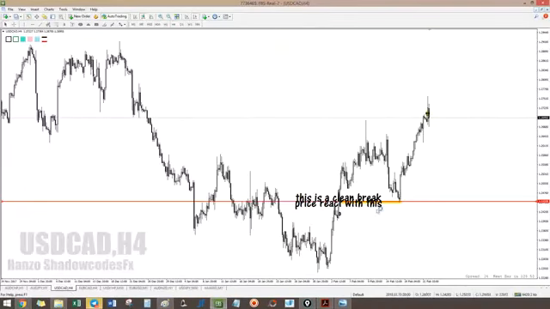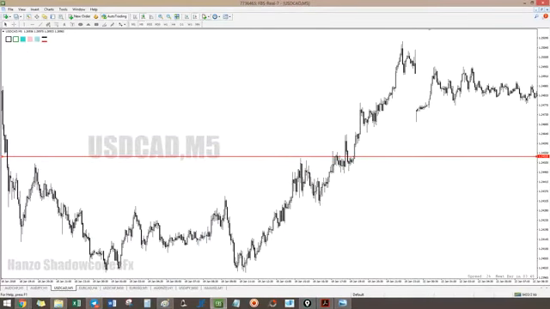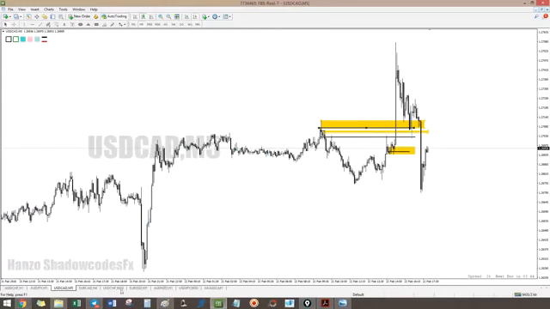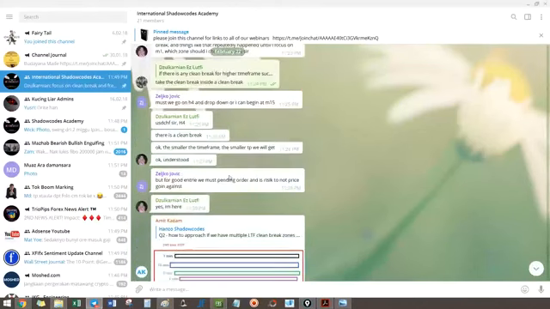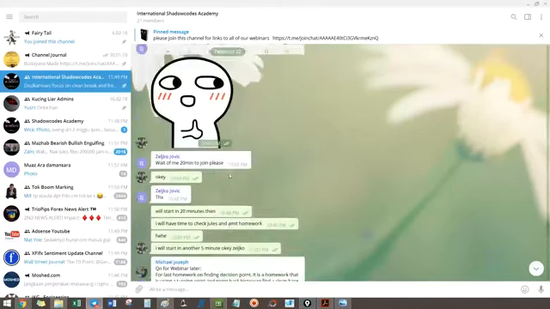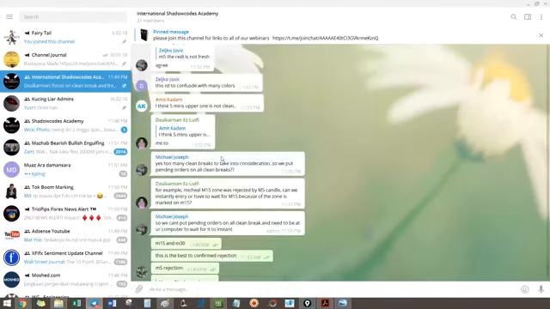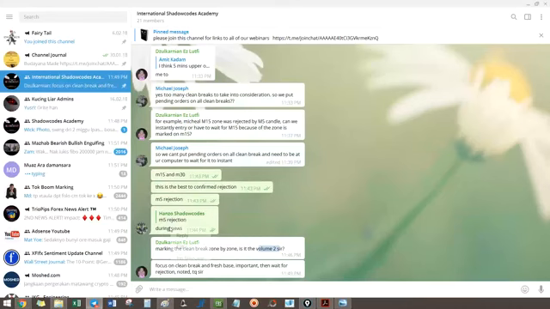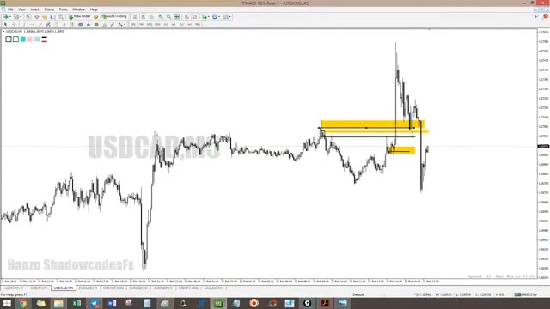Okay, so let's open the USD CAD M5. All right. Let's see here. See this, I already mentioned, M5. Where is it? Okay, this one. I already mentioned this one. Look, during the news and M5 rejection. Okay, so what we are looking for is something like this.